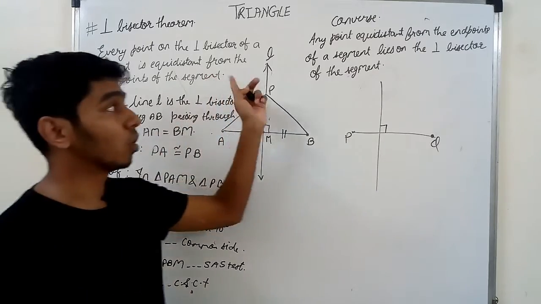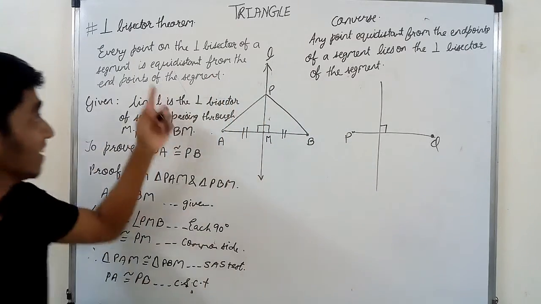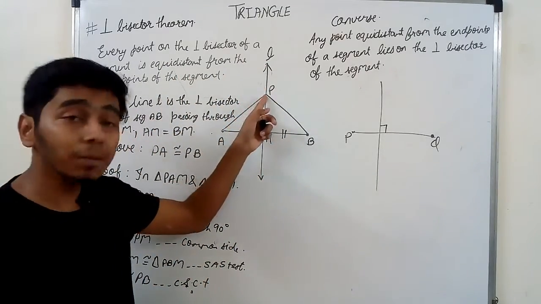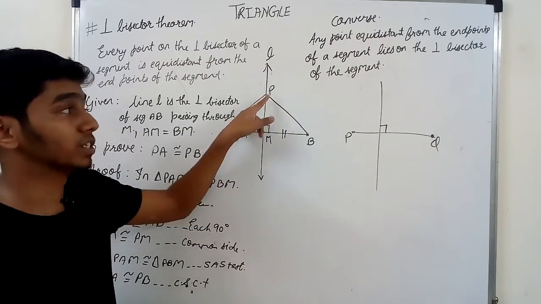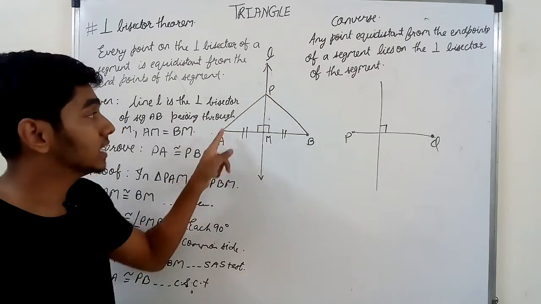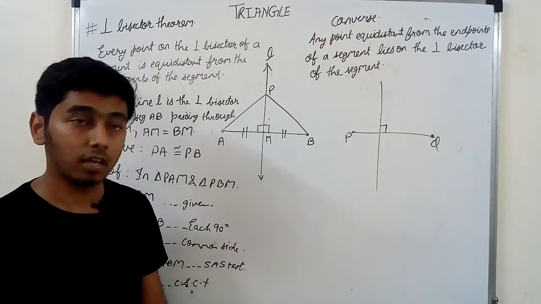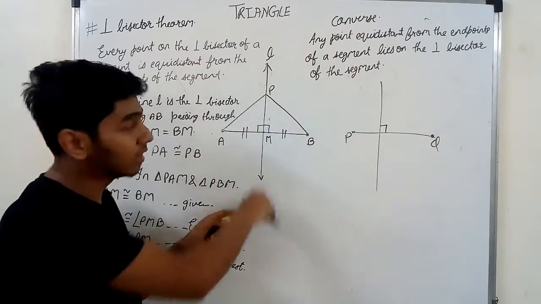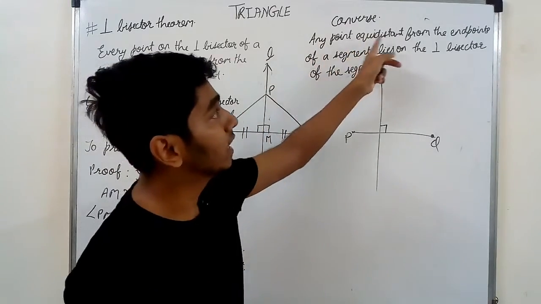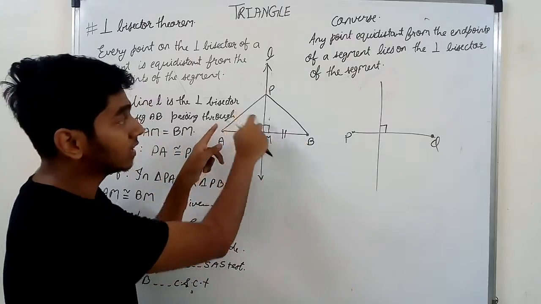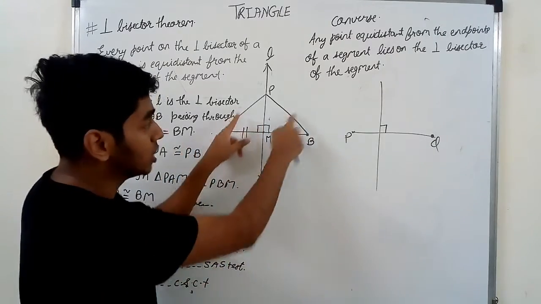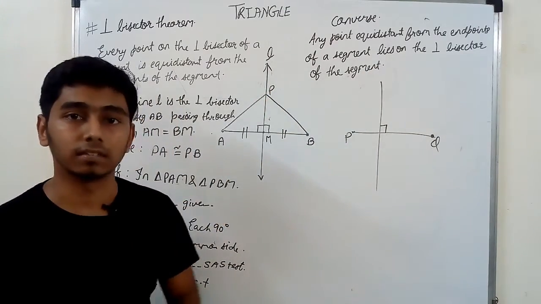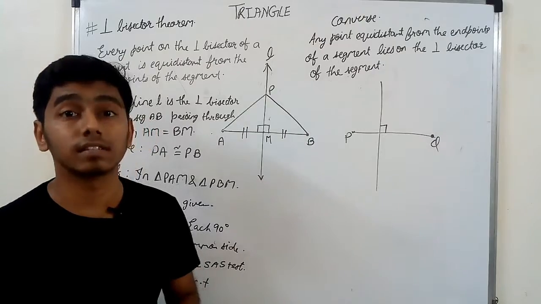Okay, now the converse of this theorem. Here this theorem said if there is a perpendicular bisector, then any point on the perpendicular bisector, let's say P, we have considered, is equidistant from the endpoints. But here the converse says, if any point is equidistant from the endpoints, so it is given that these two are congruent. First of all, these two are congruent, and we have to say that P lies on the perpendicular bisector. Okay, that's what converse says.